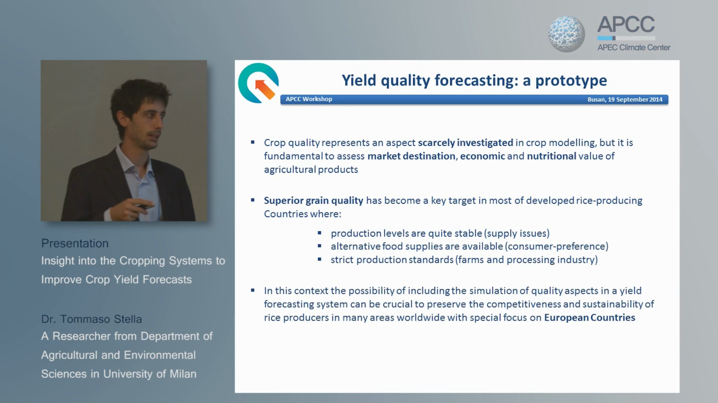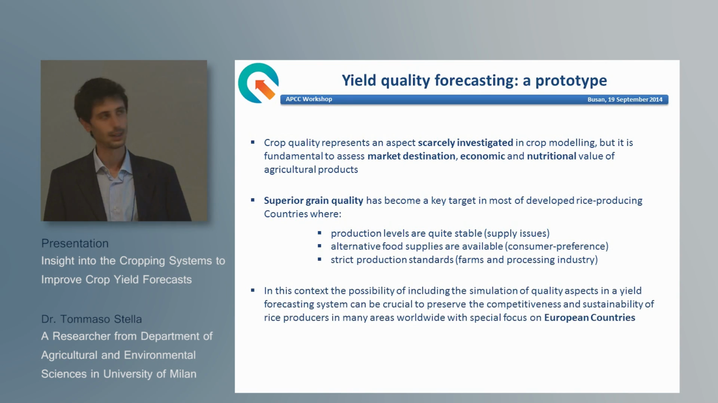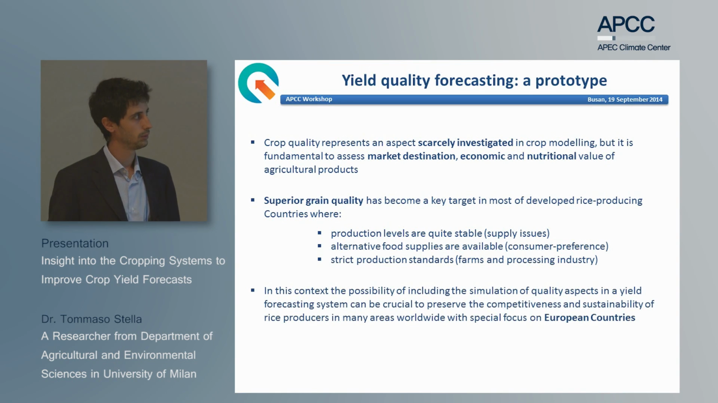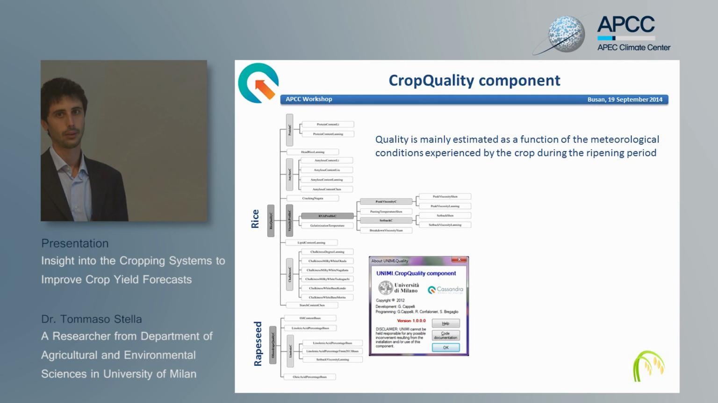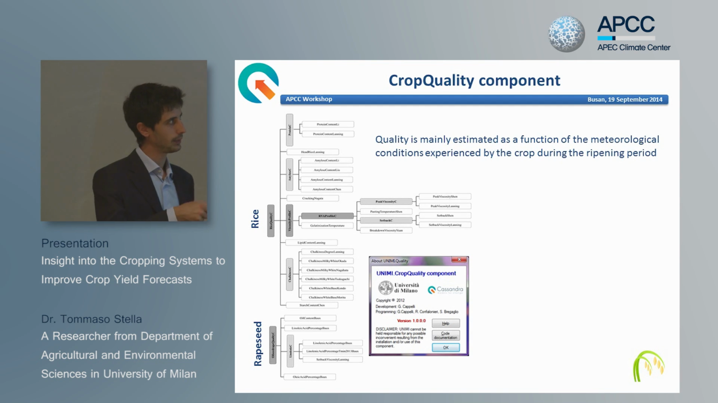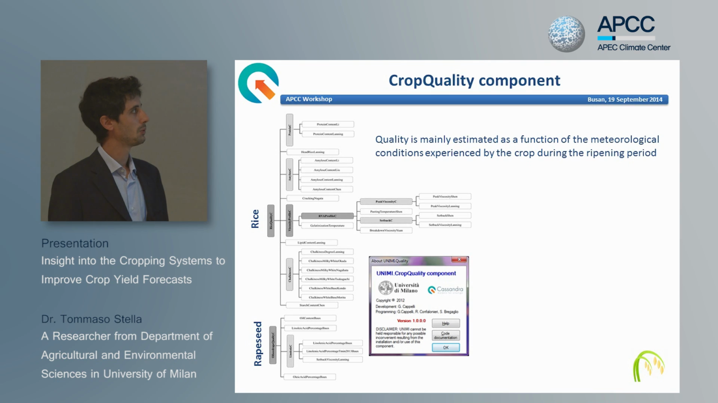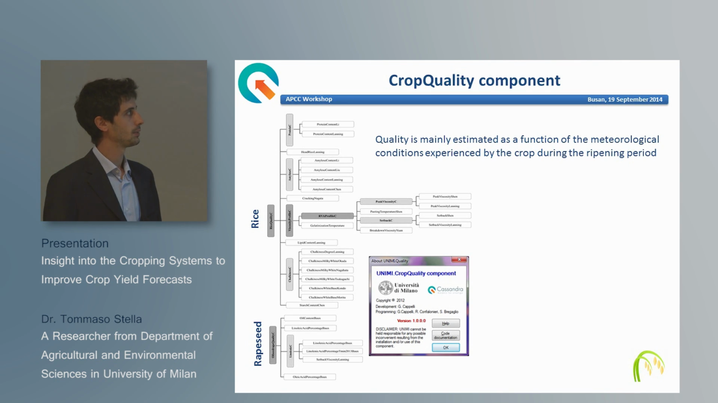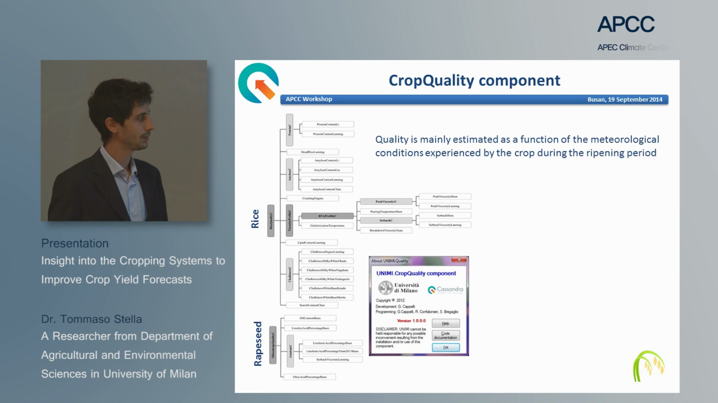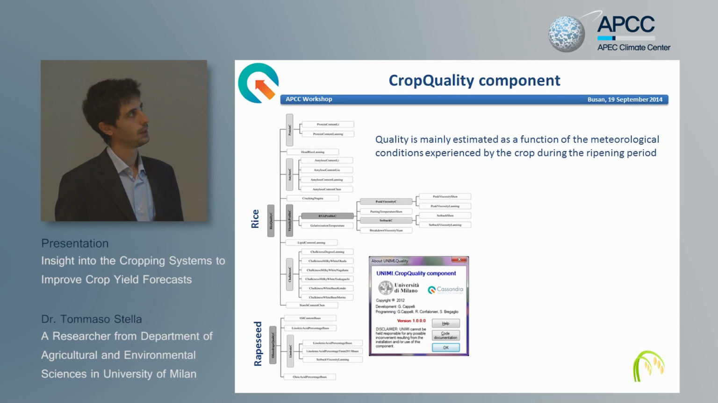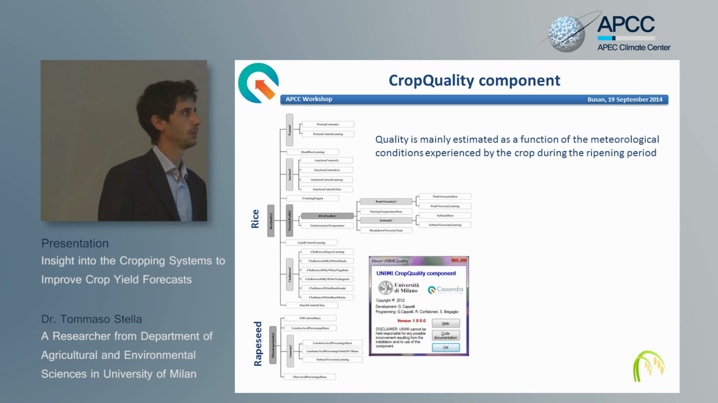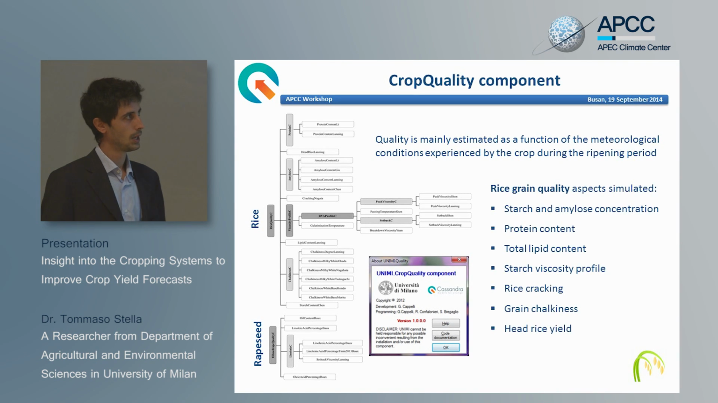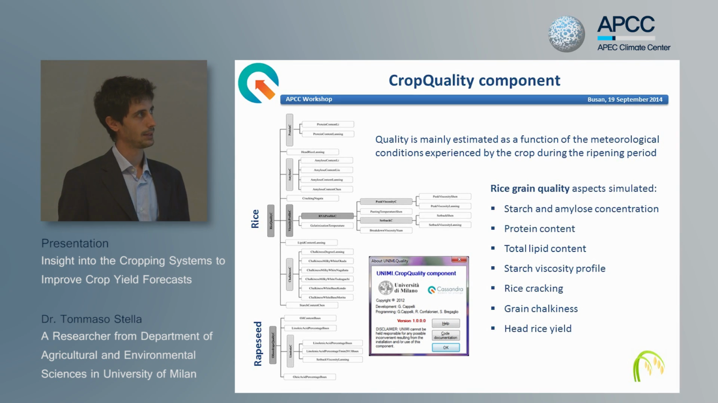And we are specifically thinking about the European condition in this case. Well, these conditions are true. So we have a component also for simulating the quality aspects of crop productions. At the moment, again, it is operational, but under ongoing development, we have approaches for simulating some rice quality parameters and also rapeseed quality parameters. And quality in these models is mainly estimated as a function of the meteorological conditions experienced by the crop during the ripening period.